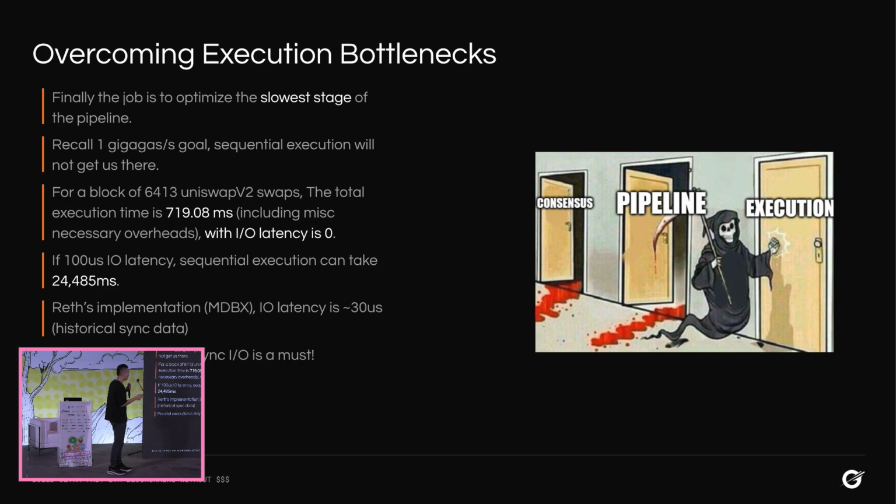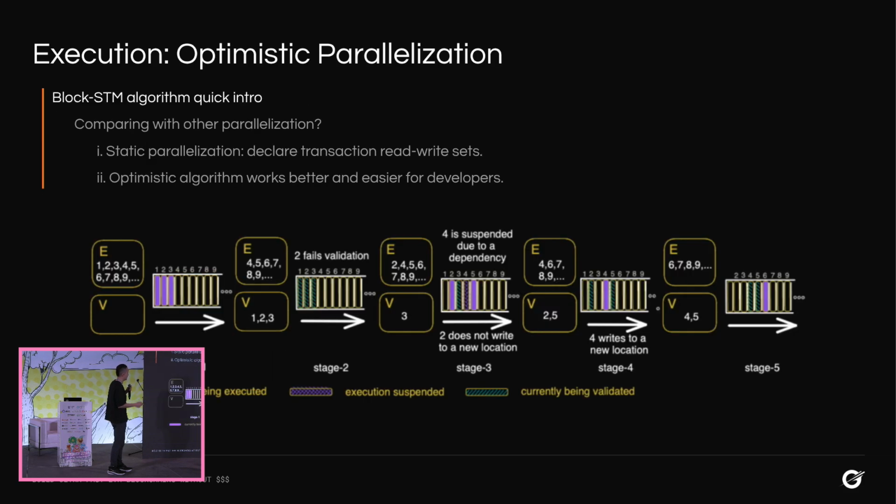So in that case, the sequential execution actually can take 24 seconds. So that's definitely way slower than we expected. So that's why we need parallel execution and asynchronous I/O. For parallel execution, there's actually a well-studied algorithm called Block-STM.